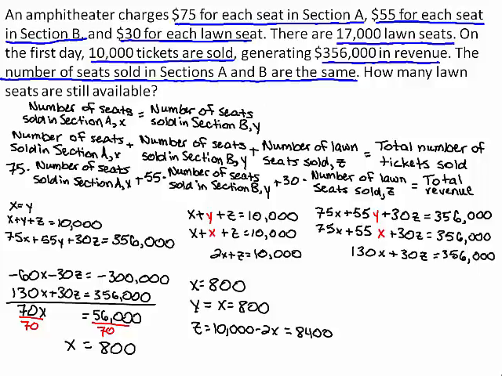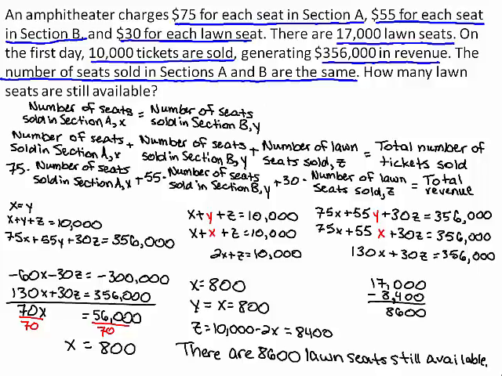Because there are a total of 17,000 lawn seats, to find the number of lawn seats that are still available, subtract 8,400 from 17,000, giving you 8,600. So there are 8,600 lawn seats still available.